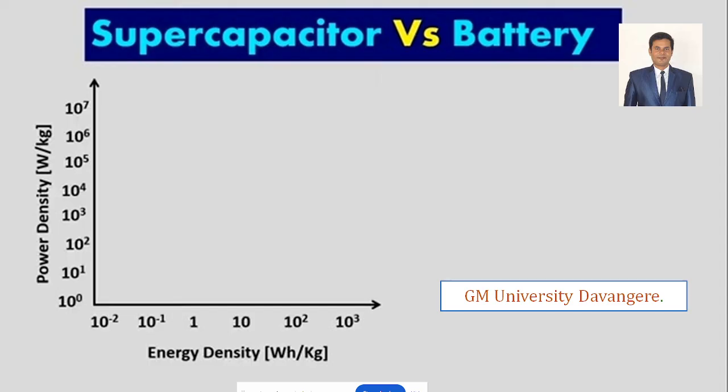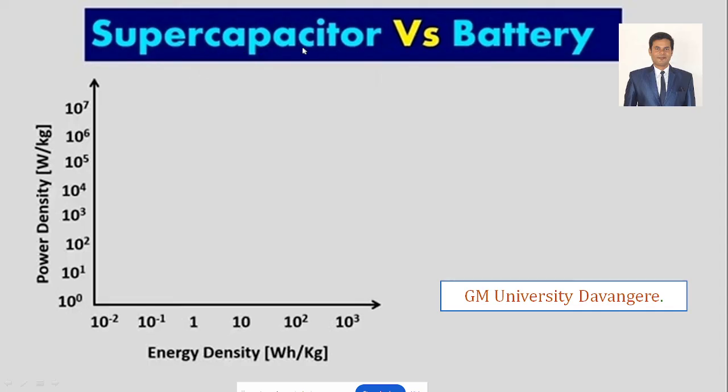So we shall consider the capacitor and the batteries, right? Which is dominating in which factor? Whether the capacitor is dominating in energy or the battery is dominating in power. Let us see if we keep these two parameters together.